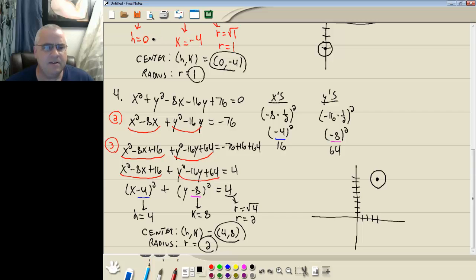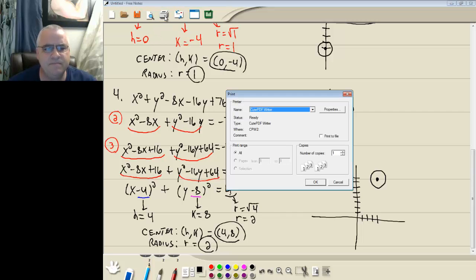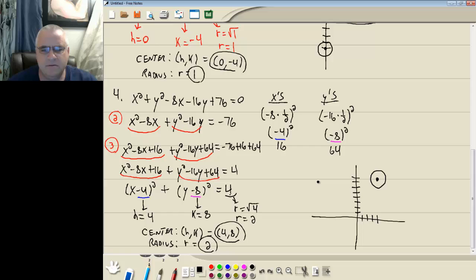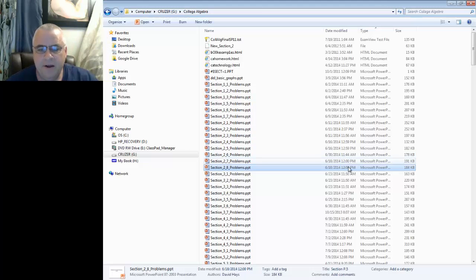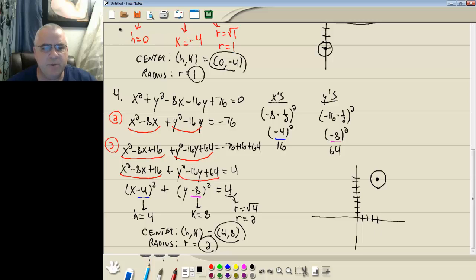Let me save this. Comes up. Okay, so this is circles. Let's see, CA with our circles, page 1.pdf. And let's start a new page.